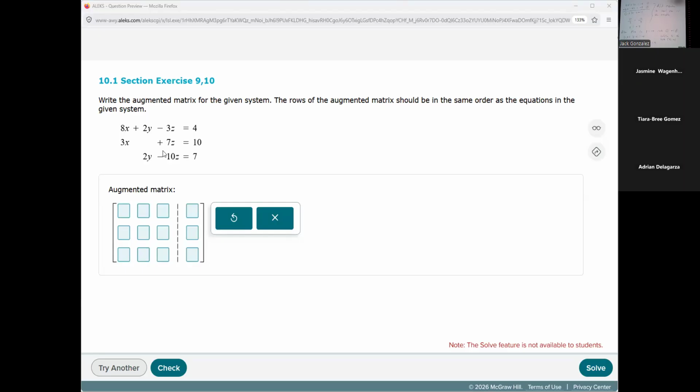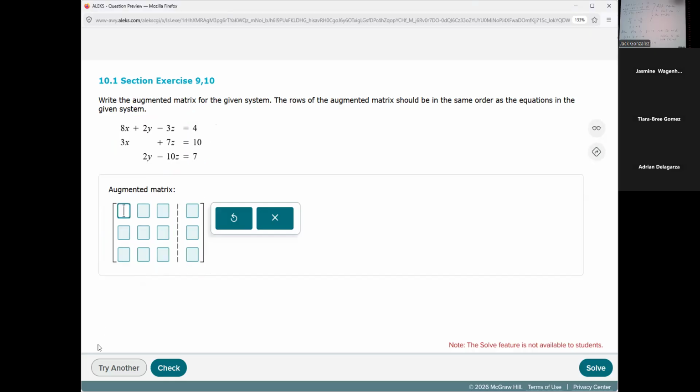In question number one, they want us to change this into a matrix. So this part right here is going to go into the coefficient matrix, or the first part. These numbers will go over here. So this is how you do it, right?